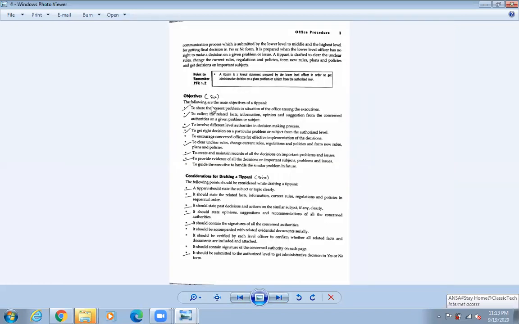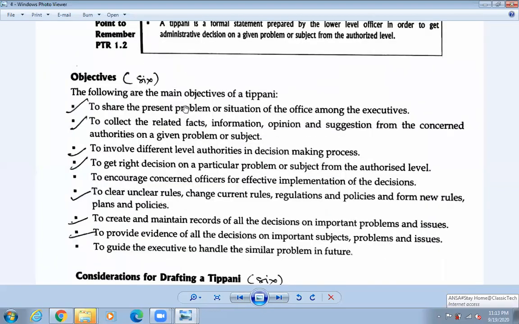So the objectives of tipni are very important. It will come in any examination also, 5 marks. So the following are the main objectives of tipni. Why do we need these objectives, why is tipni needed?